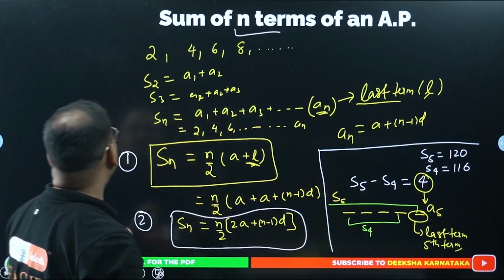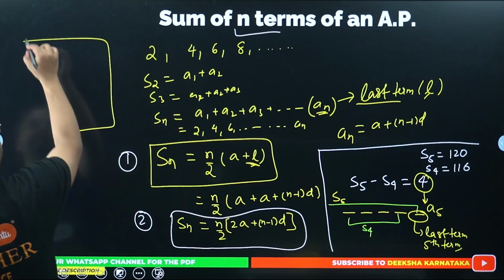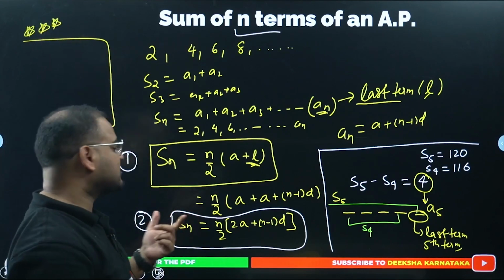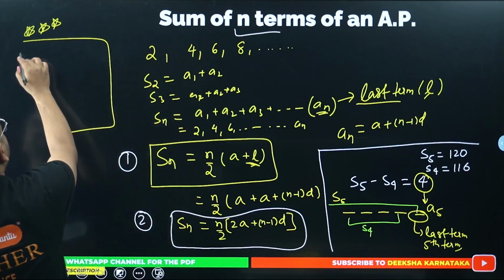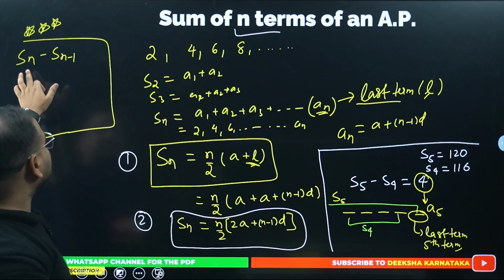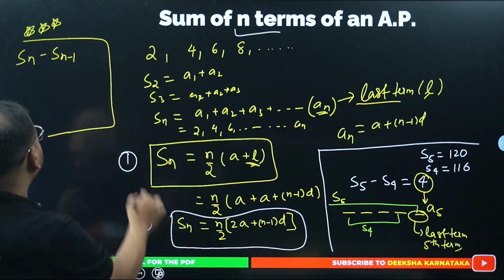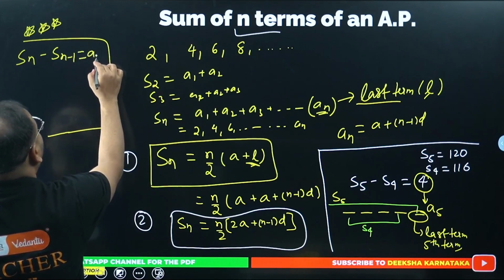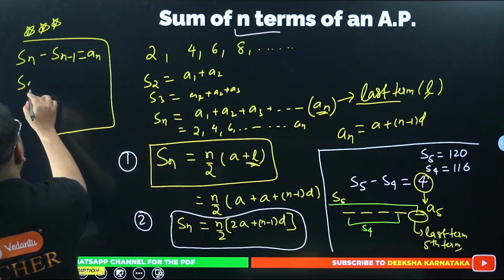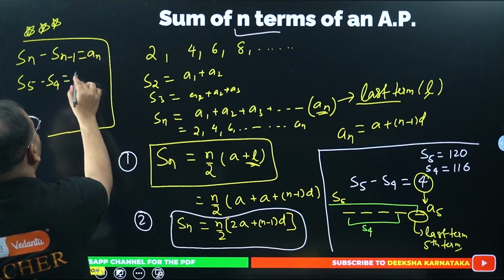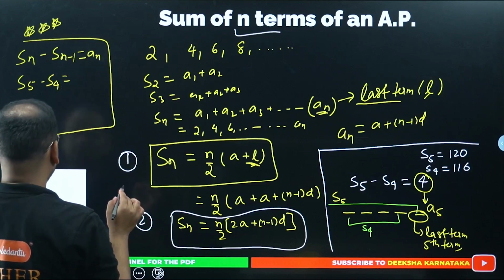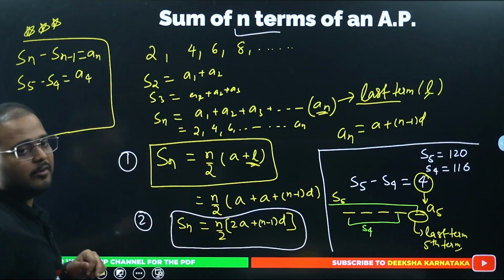Okay. So if you have to generalize this, very important concept: sum of n terms minus sum of n minus 1 terms. Why n minus 1? Because if n is 5, then 4 will be n minus 1 only, no? This will be given by a of n, the last term. So compare it. S of 5 minus S of 4 would be A of 4.